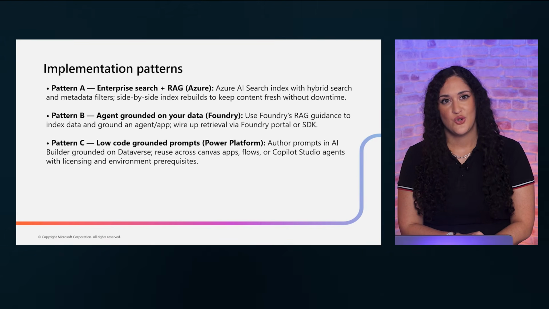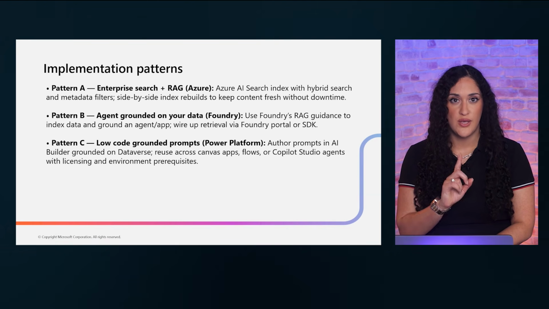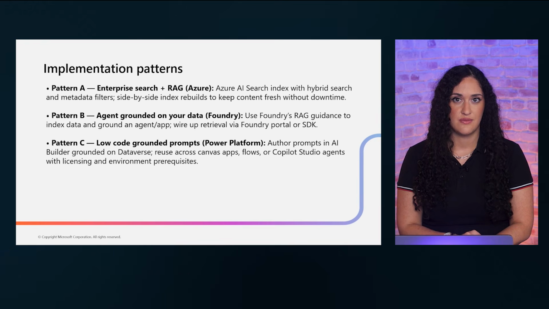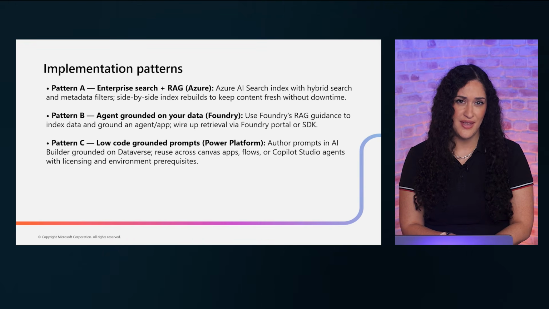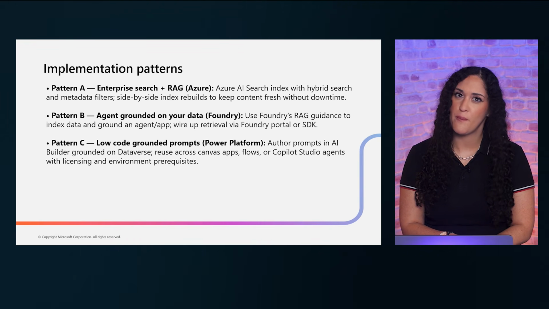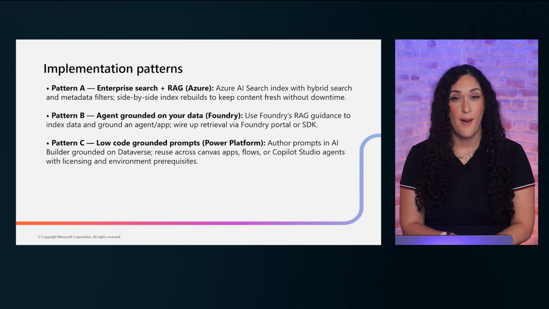These three implementation patterns give you a practical toolkit for grounding scenarios. Pattern A uses Azure AI Search with RAG for maximum flexibility. Pattern B leverages Microsoft Foundry for managed agent grounding. Pattern C uses the Power Platform for low-code scenarios on Dataverse data.